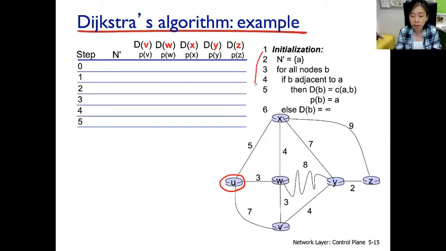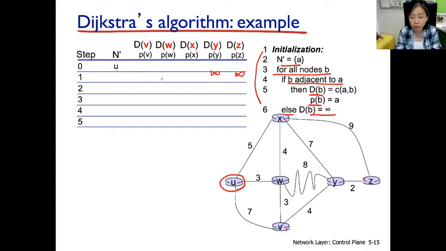Now the initialization phase says let's include the source into the M prime. Therefore, we see U here appearing in M prime. Next thing is to go over all other nodes: X, W, V, Y, Z. Those who are adjacent to U, we set the minimum distance to it and set the predecessor to reach it. Otherwise, if they are not directly adjacent to U, set the distance to infinite. So for Y and Z, this should be infinite.